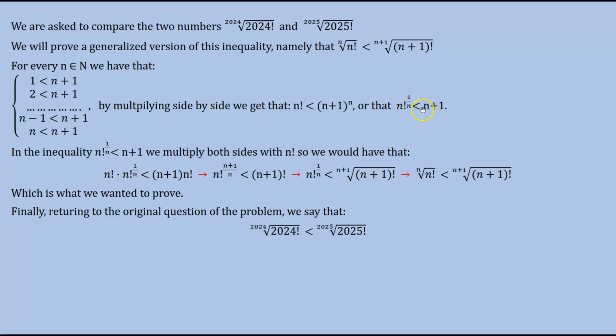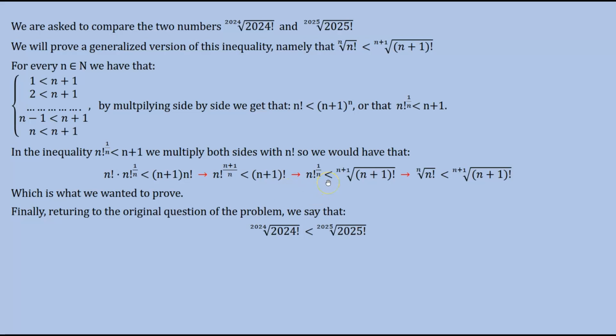So from this inequality, we get n factorial times n factorial to the power 1 divided by n is smaller than n plus 1 multiplied by n factorial. Now, we will sum the powers of the left-hand side terms, and we get that n factorial is to the power n plus 1 divided by n, while the right-hand side is simply n plus 1 factorial.